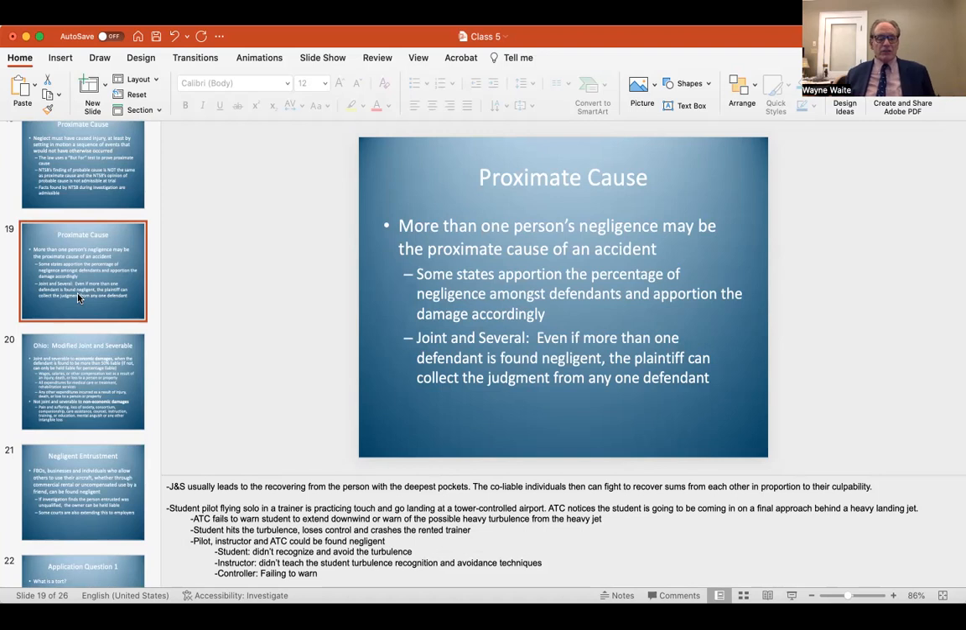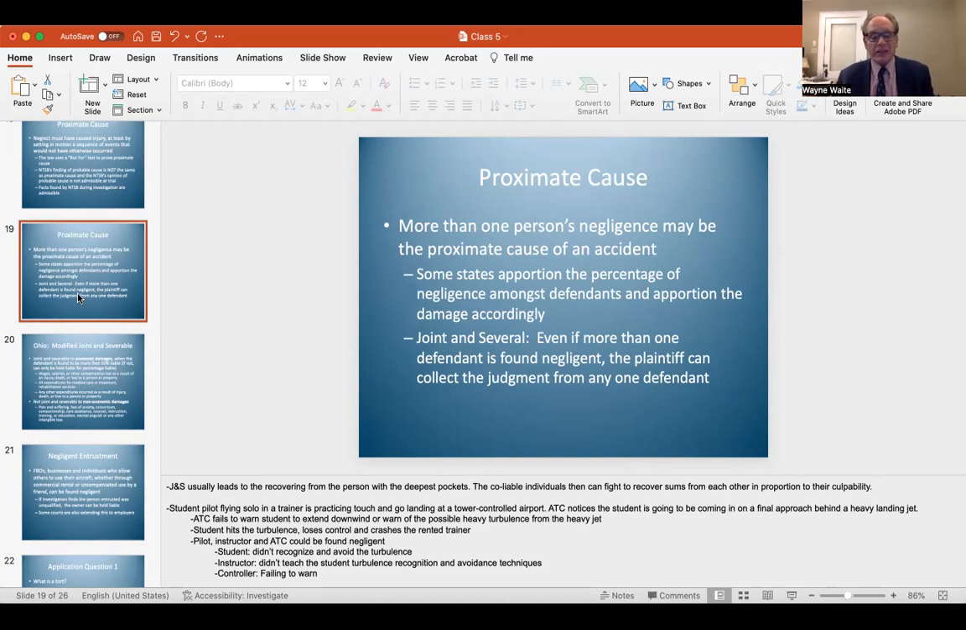So let's just say you've got a student pilot flying solo in a trainer, practicing touch-and-go landings at a tower-controlled airport. ATC notices the student is going to be coming in on final behind a heavy landing jet. ATC fails to warn the student to extend downwind or warn of the possible heavy turbulence from the heavy jet. And the student hits the turbulence, loses control, flips it, and crashes the rented trainer. So who is potentially liable in this situation?